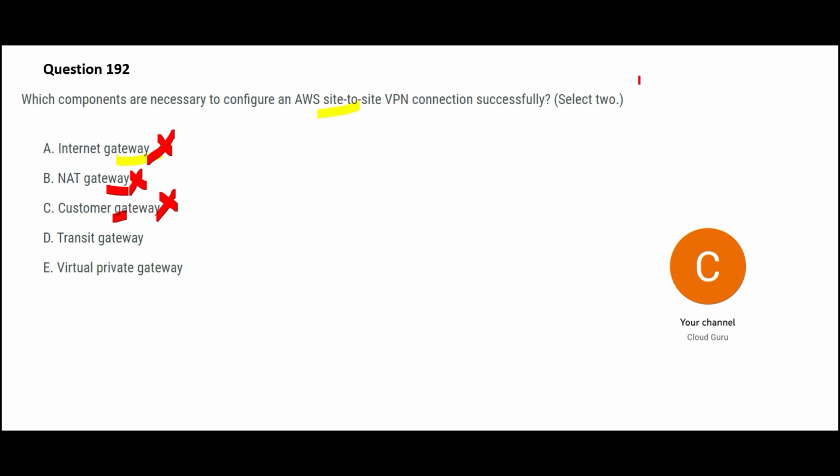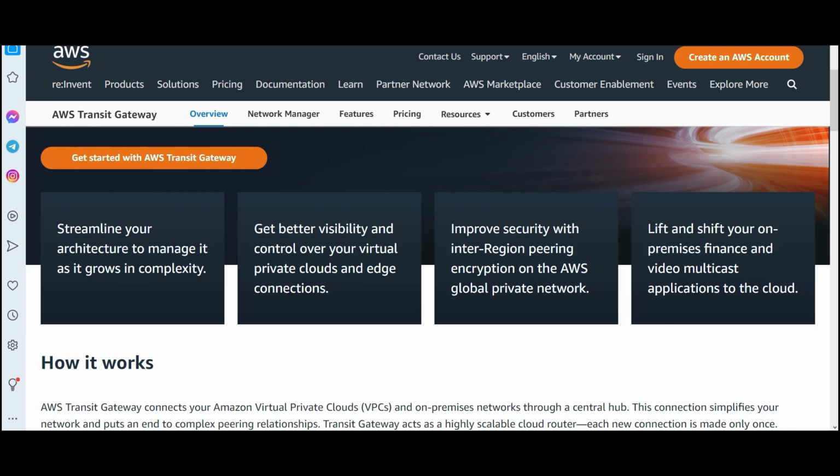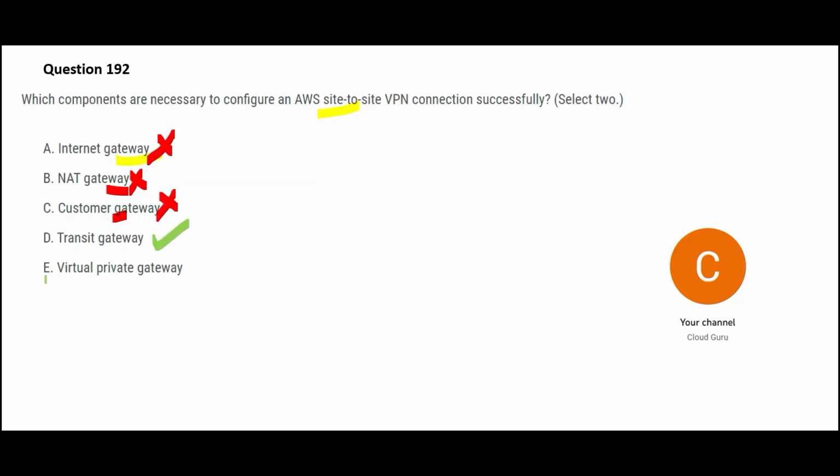Let us look at D and E to see if I find a better option. Transit gateway. See, this is required because you want to connect AWS VPCs, AWS accounts, and on-premises network to a single gateway. Then only they can talk to each other in a secured manner. You can manage it better. Once complexity increases, you get better visibility and control over virtual private clouds and edge connections. Okay. So D would be my one answer.